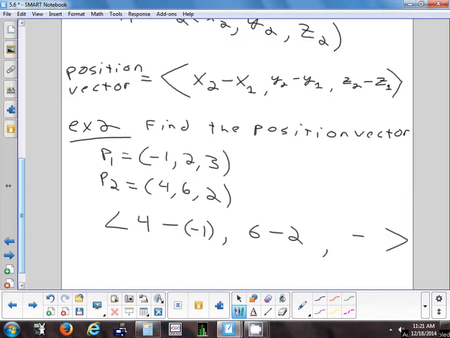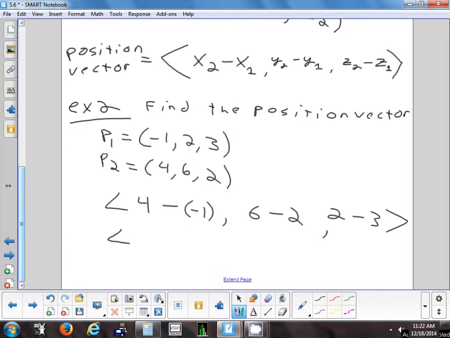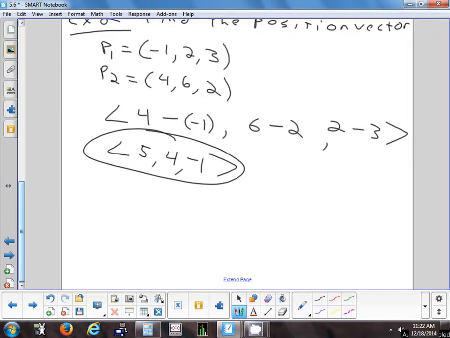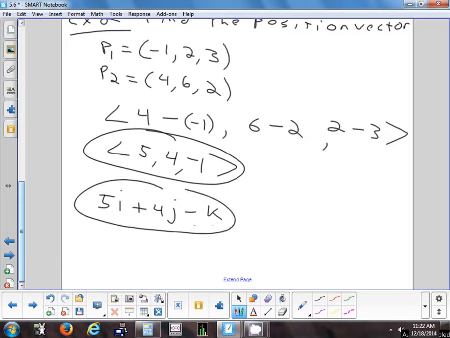All right, and then the last one, Brandon, what's that? 2 minus 3. Okay, so our position vector, 4 minus -1 is 5, 6 minus 2 is 4, 2 minus 3 is -1. Okay, how would you write that with i, j, and k? Just in case they asked us to do it that way. Yep, 5i plus 4j, minus 1k or just minus k. Same thing.